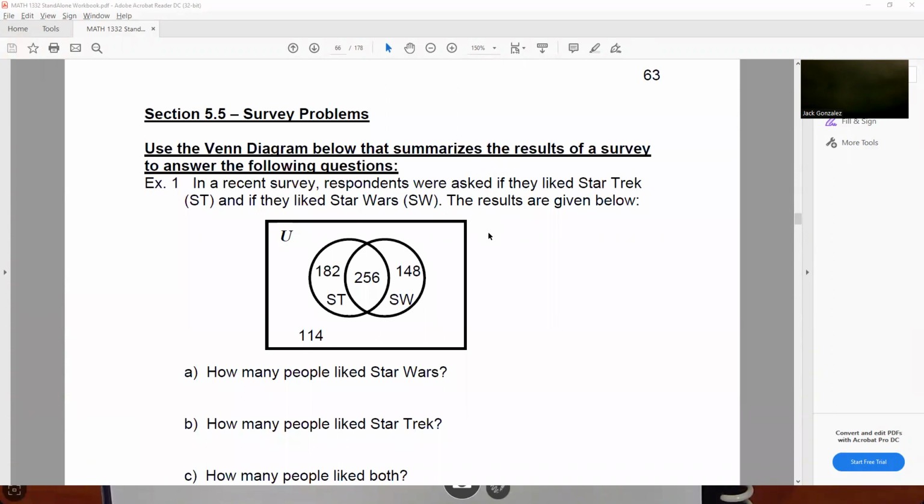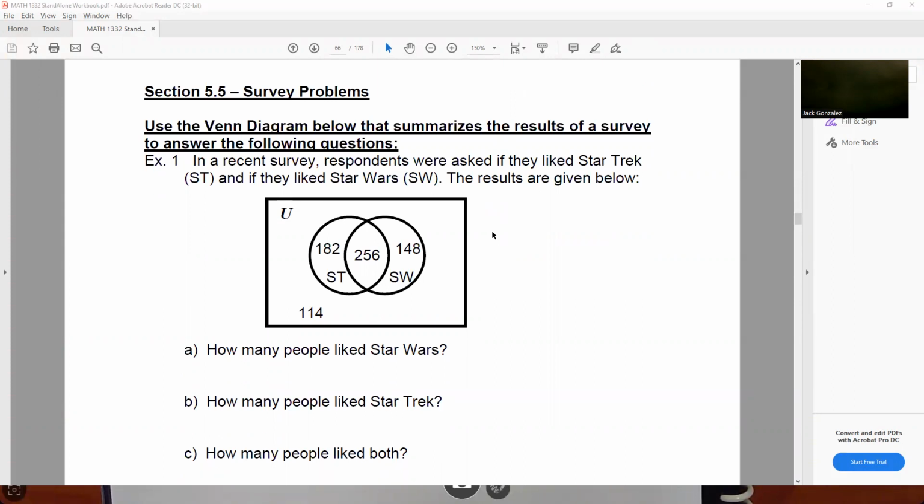5-5. They start applying this stuff to actual examples. So these can sometimes be a little weird to try to picture in your head, but let's work our way through it. Example 1, 5-5, page 63. A recent survey asked people if they like Star Trek or Star Wars. The results are given below.